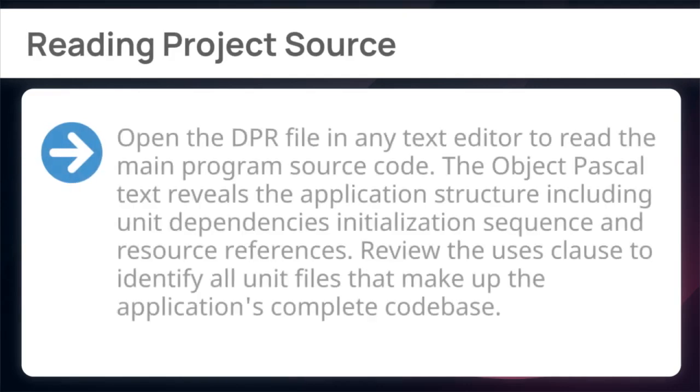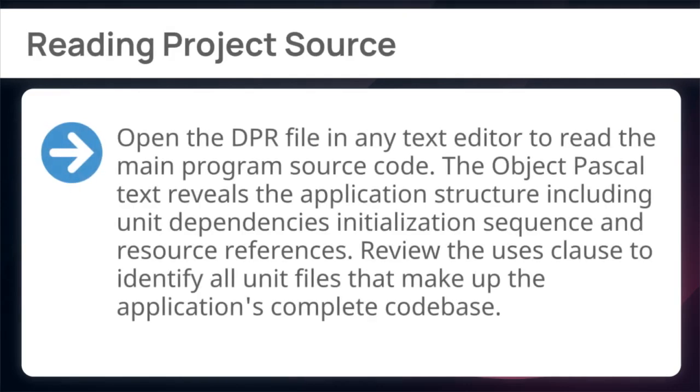Next, reading project source. Open the DPR file in any text editor to read the main program source code. The Object Pascal text reveals the application structure including unit dependencies, initialization sequence, and resource references. Review the uses clause to identify all unit files that make up the application's complete codebase.